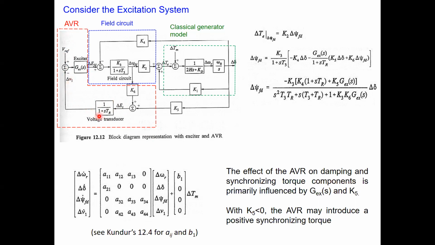This is a state variable because the model or the transfer function of a measuring device is in first order form. And then you find that the terminal voltage of the generator is related to the constants K5 and K6 here. K5 times del delta and K6 times del psi d.